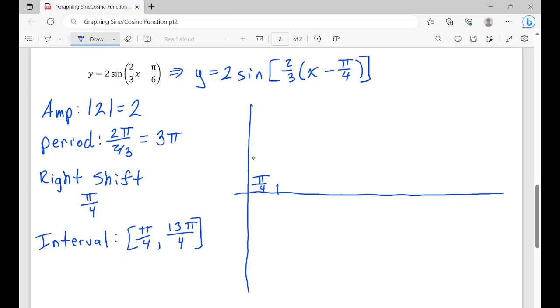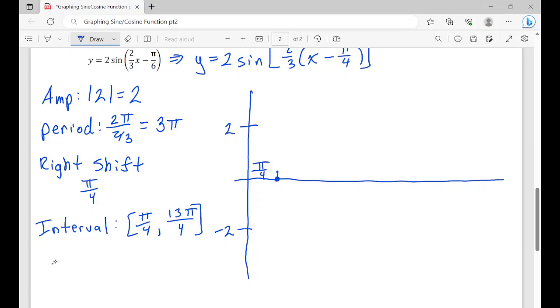And I know the graph goes as high as 2, so I'll just say a 2 here and a -2 here, since there is no vertical shift, just a horizontal shift. This is sine, starting here, and there is no reflection, so it's going to go up, then down, then back up. So I now need to know the increment, so I'm going to take my period, which is 3 pi, and divide it by 4, so I can graph this function in quarters. So this is the increments I'm going to go, every 3 pi over 4.